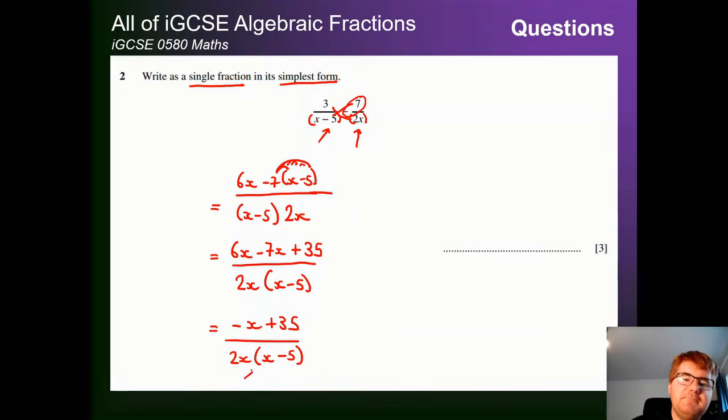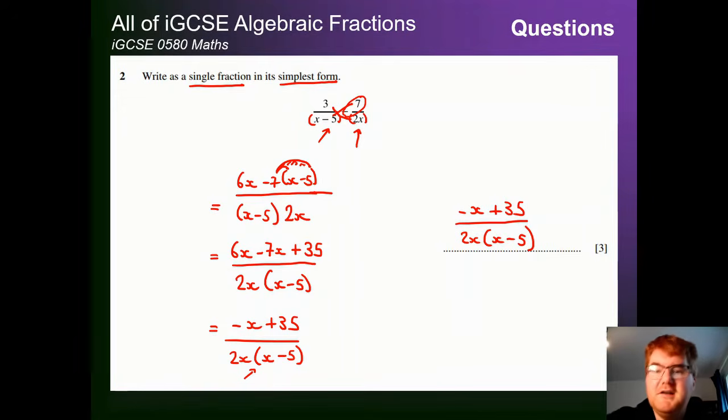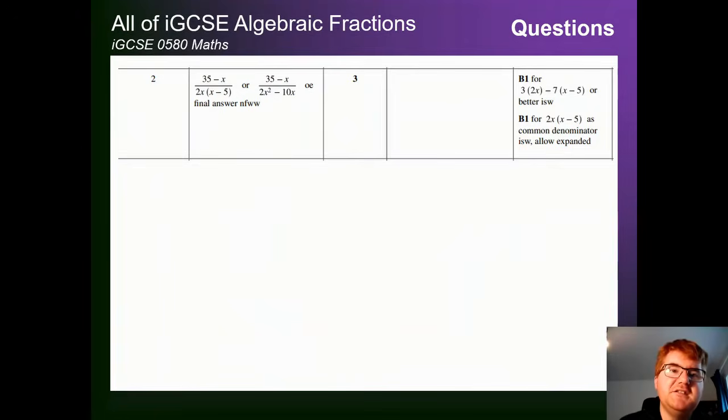Notice I didn't expand at the bottom here. You could and would still get all the marks, but I prefer to leave it in this factorized form because it is its simplest form essentially, and leave it like this to get me all 3 marks. Again, notice in the mark scheme, you can also put it the other way round. Again, this is maybe a little bit more tidy.